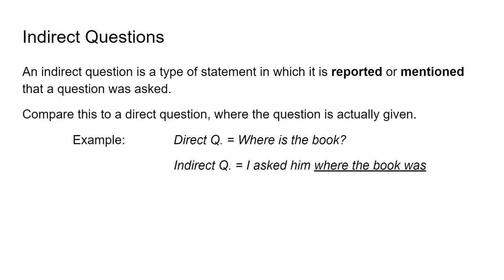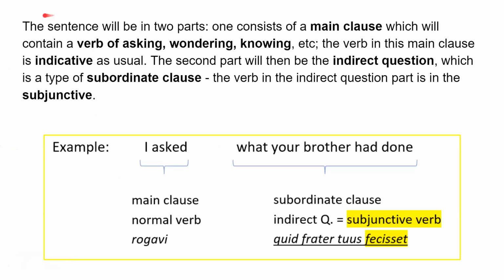So I'm not going to go through it too much. Okay, so the sentence will be in two parts. The main clause, just as I said, with a verb of asking, wondering, or knowing, and the main verb is going to be in the indicative. The secondary verb, the verb in the indirect question itself, is going to be in the subjunctive. So let's go ahead and see how that works. I asked is our main verb, and then the subordinate clause right here is going to be with the subjunctive.